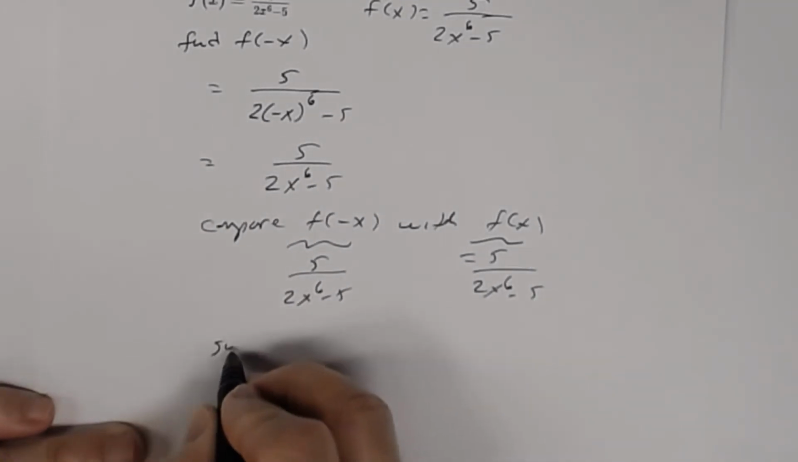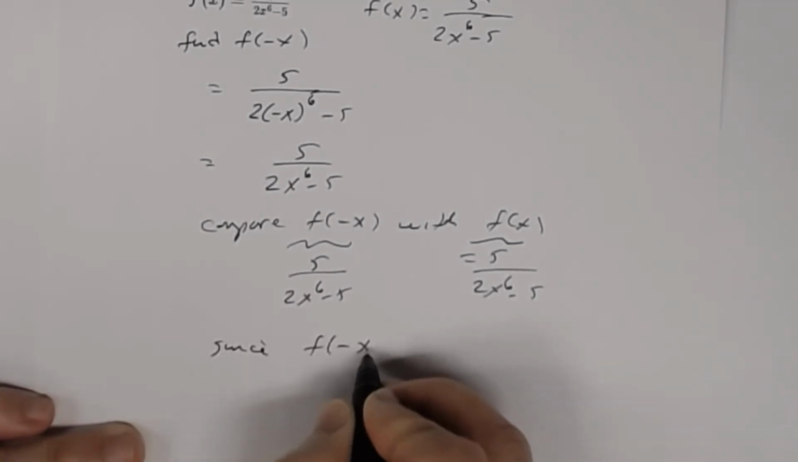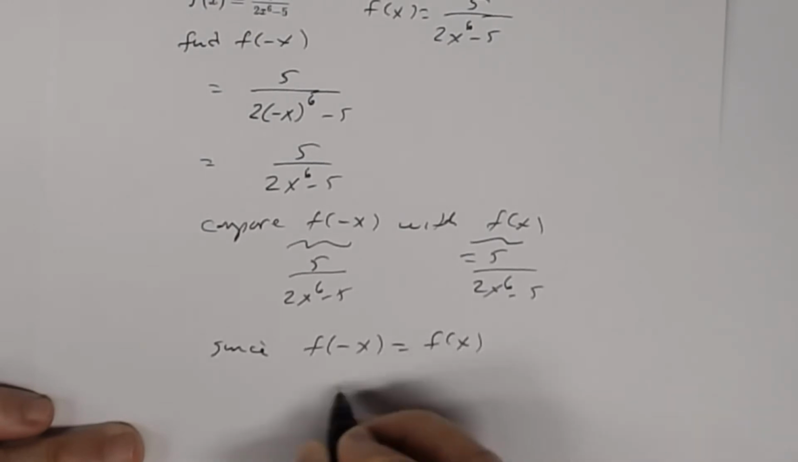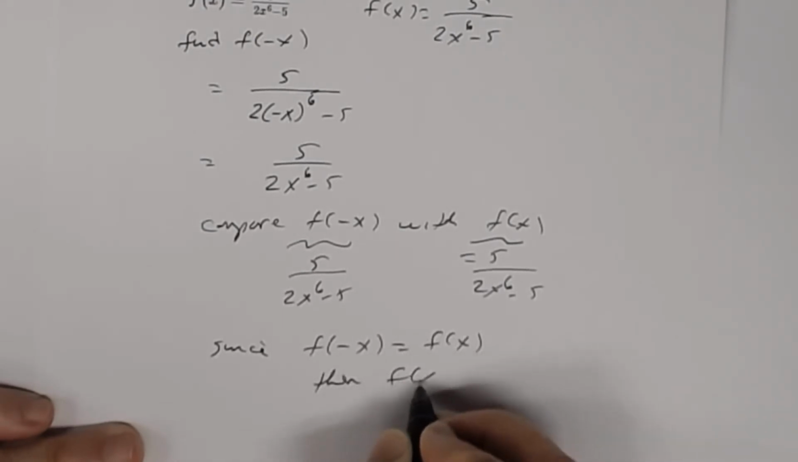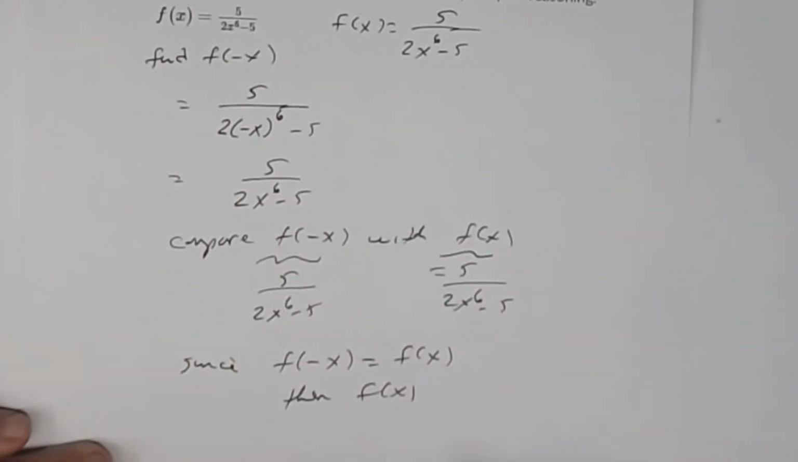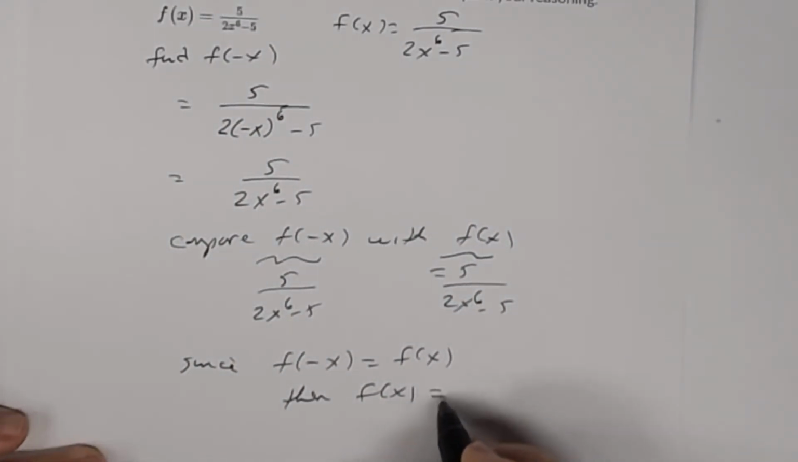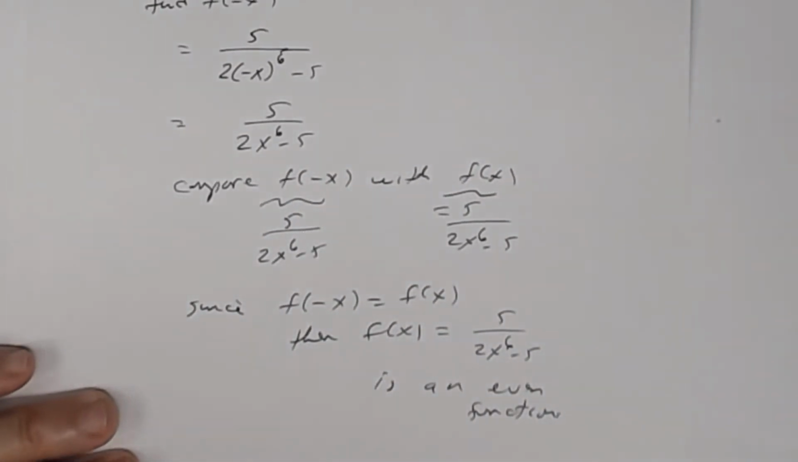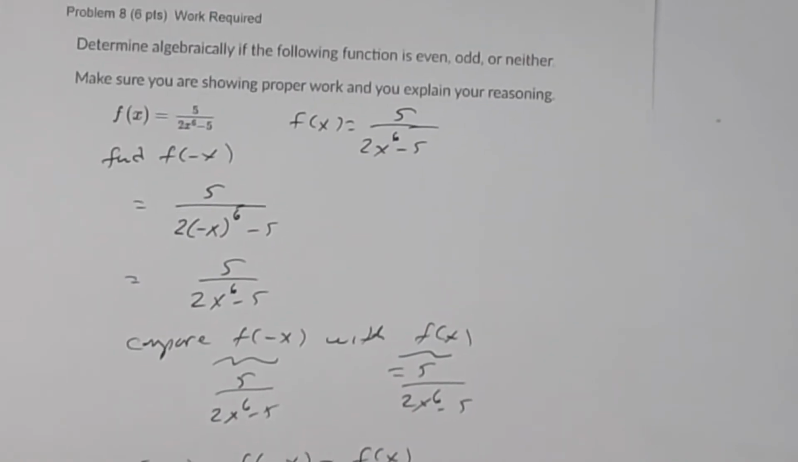So you're going to say since f of negative x equals f of x, then f of x, because that's what you're determining, if this is even, odd, or neither, then f of x, which equals 5 divided by 2x to the 6 minus 5, is an even function. All right, so that's how you had to do it. Okay, so that was number 8. Okay, let's look at number 9.